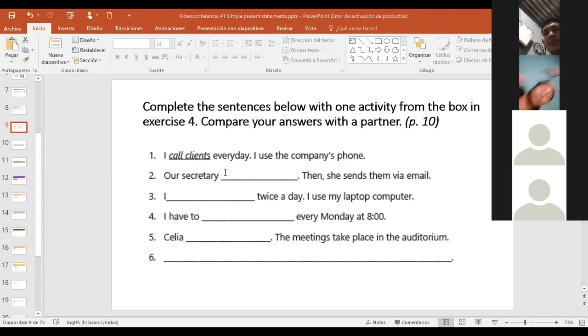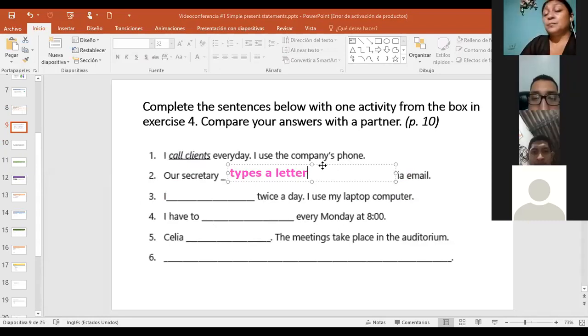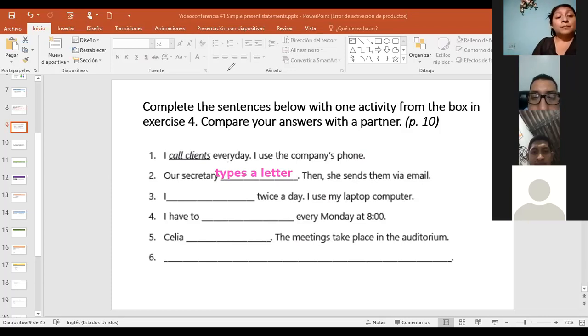Types a letter. Our secretary types a letter. Now I'm gonna ask you something and pay attention to this. Look at the answer. Our secretary types a letter. A letter is singular or plural? Singular. Es singular. Perfecto. Es una. And then it says, then she sends them via email. Fíjense en eso. Them. Is it singular or plural? Plural. Very good. It's plural.